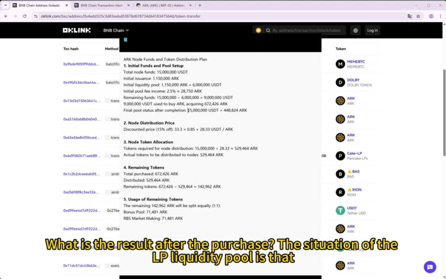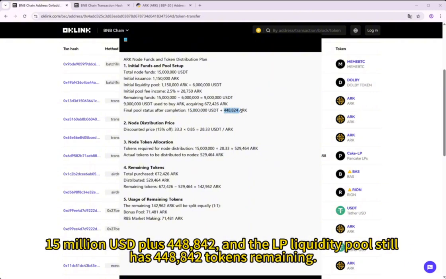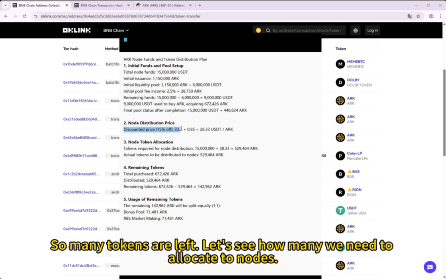What is the result after the purchase? The situation of the LP liquidity pool is that $15 million plus 448,842, and the LP liquidity pool still has 448,842 tokens remaining. So many tokens are left. Let's see how many we need to allocate to nodes.